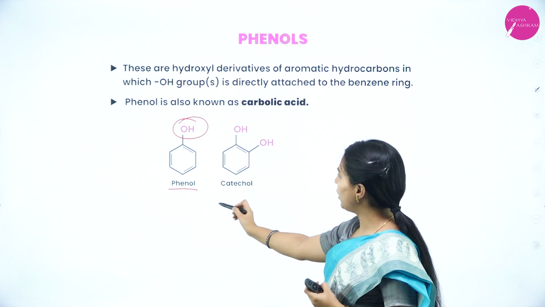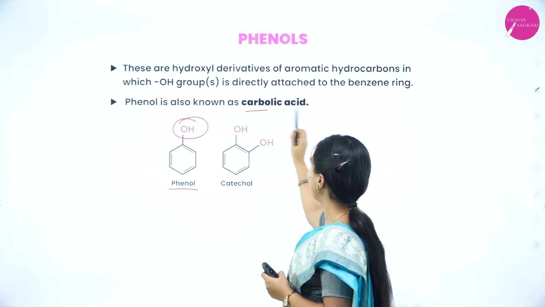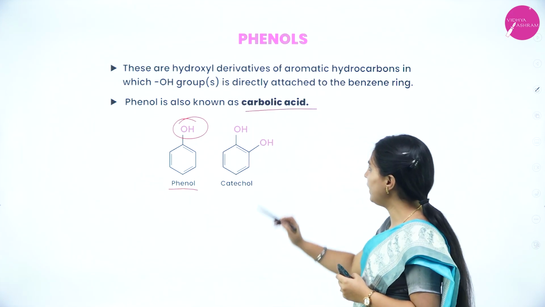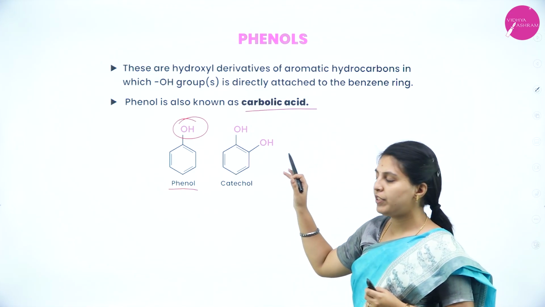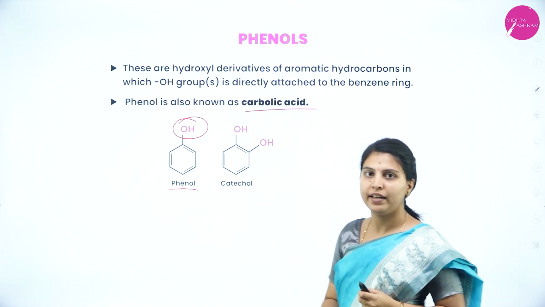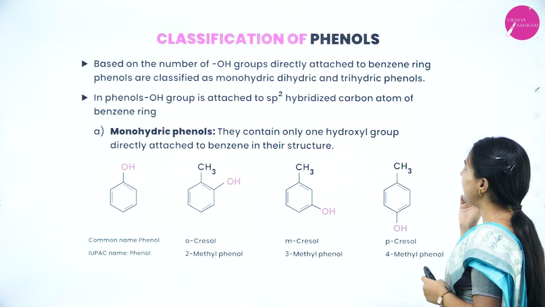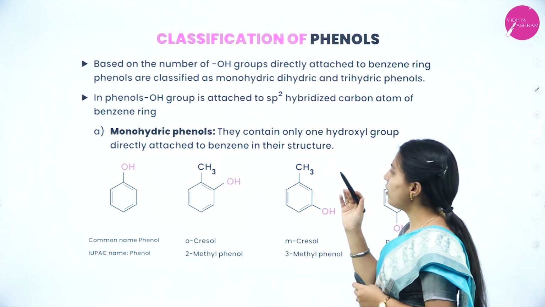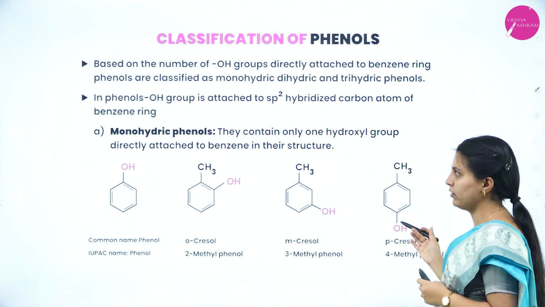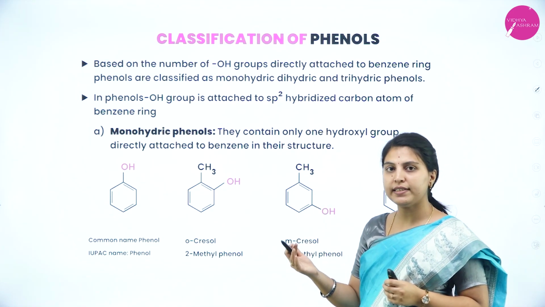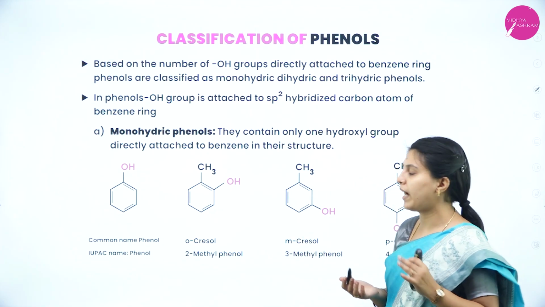If one OH, phenol. If two OH are attached, that is catechol. Phenol is also known as carbolic acid. The name itself tells it is acidic, and the hydroxyl group is directly connected to the benzene ring. Classification of phenols. Based on the number of OH groups directly attached to the benzene ring, phenols are classified as monohydric, dihydric and trihydric phenols.